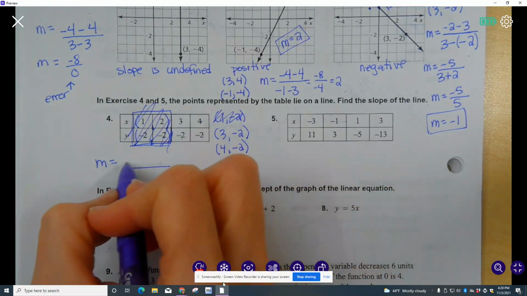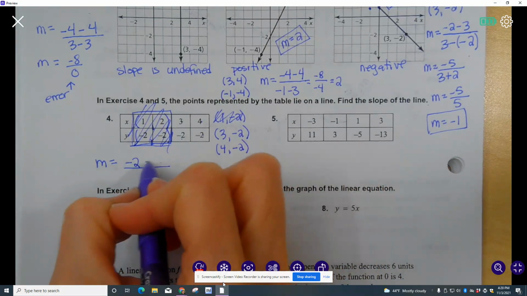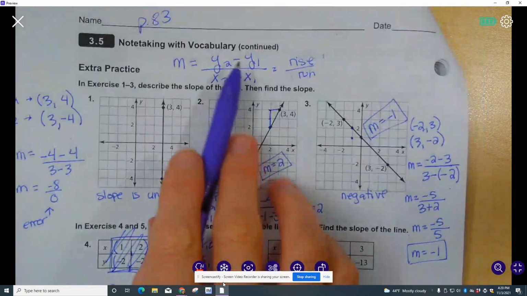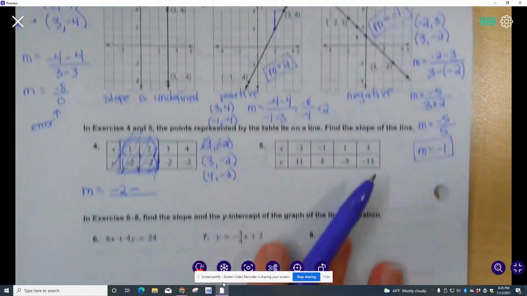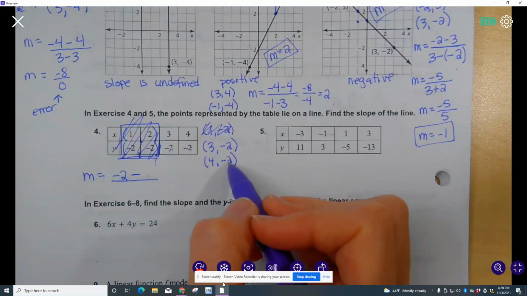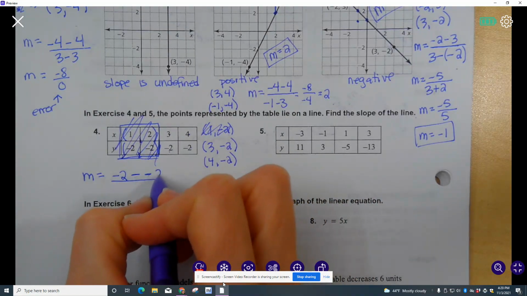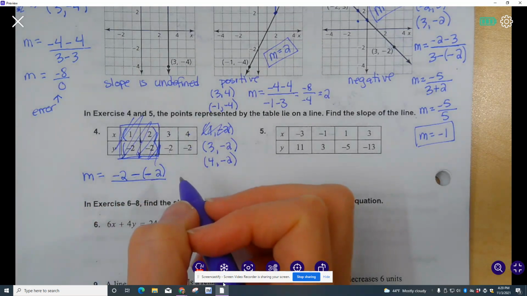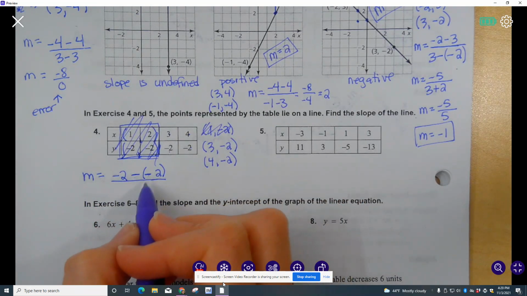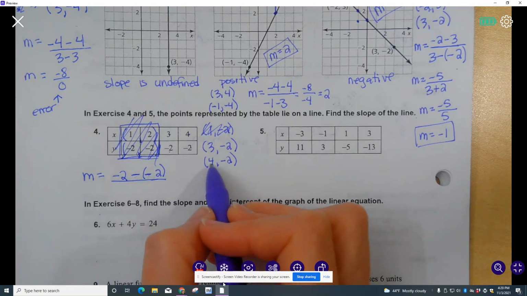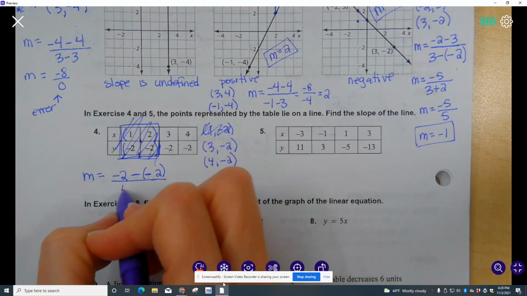Negative 2 minus, it's always a minus. Your formula has a minus in it. So negative 2 minus another negative 2. So this is going to become plus. Those are my y's all over x2 minus x1. 4 minus 3 is going to go on the bottom.